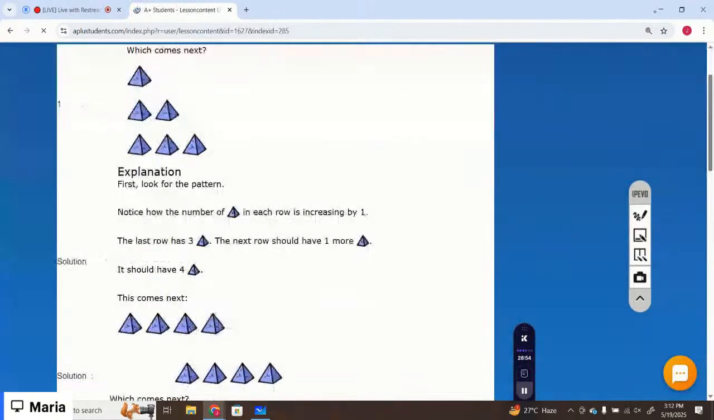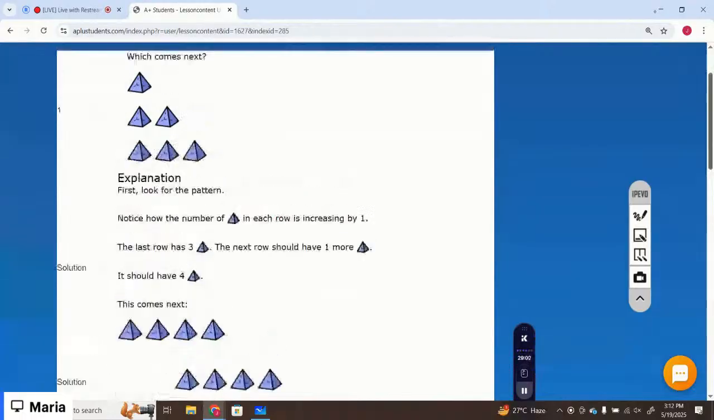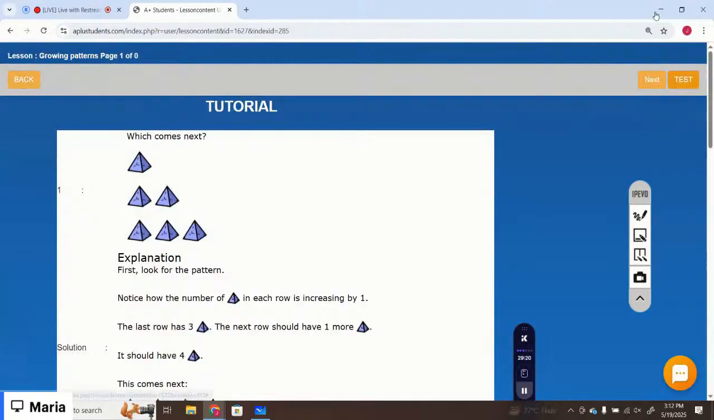Which comes next? Here is one, then two, then three. So they are going up by one. The next one is one, two, three. The next one would be four. Let's start with the test questions.